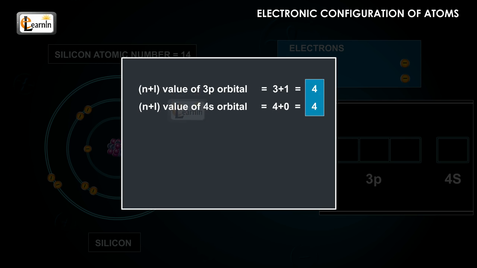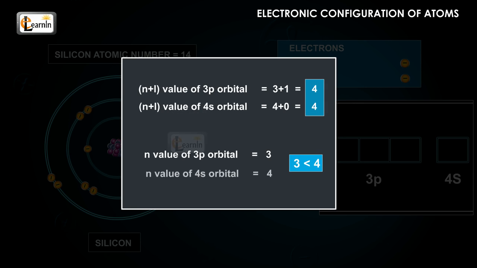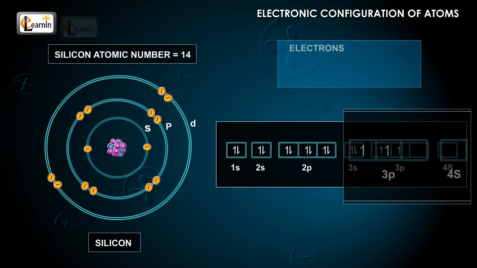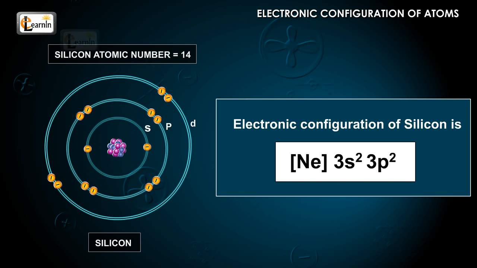This means that both the orbitals have the same n plus l value, but the 3p orbital has an n value that is 3, which is less than the n value of 4s, which is 4. Therefore, the 13th and 14th electrons occupy the 3p orbital first. This means that the electronic configuration of silicon is Ne 3s2 3p2. The superscript represents the number of electrons present in the corresponding orbital.